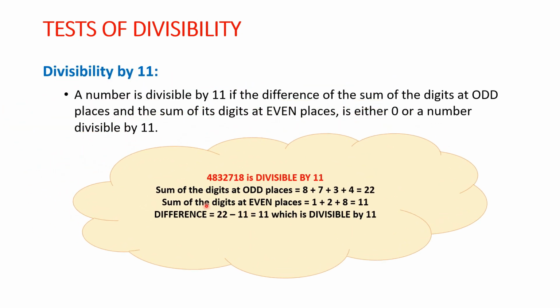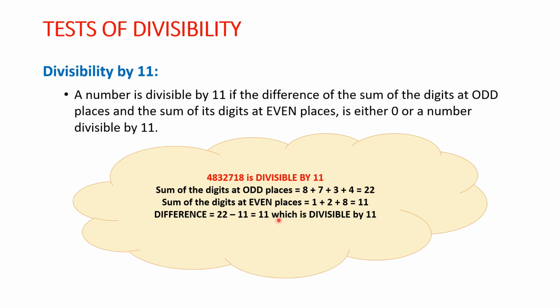Let's consider an example. Let's take the numeral 4832718 and this is divisible by 11. Let's see how. First we find the sum of the digits at the odd places. In odd places we have 8, 7, 3 and 4. So the sum is 22. And at the even places we have 1, 2 and 8. Here the sum is 11. So we take the difference, that is 22 minus 11, which is 11.